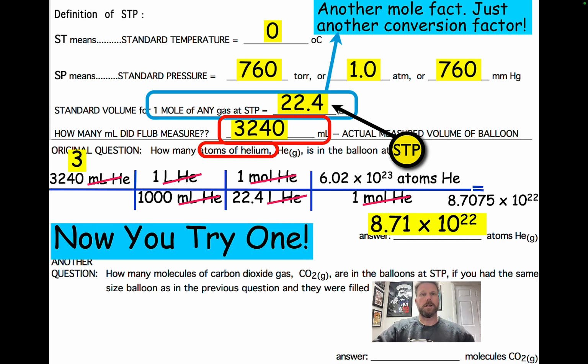Hey, now you try one. The setup for this problem is exactly the same as the example I just worked through. Pause the video and use the mole facts to determine the number of molecules in a balloon filled to the same volume, 3,240 milliliters, with carbon dioxide instead of helium. Showing your work with units and labels is more important than writing the answer to the question.